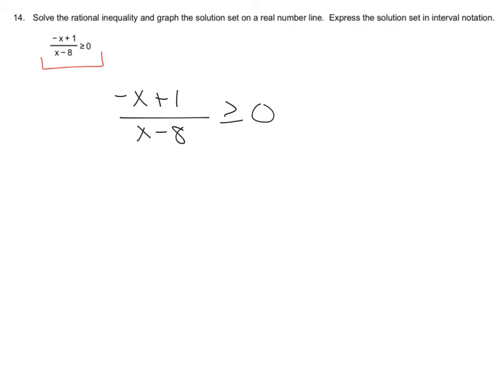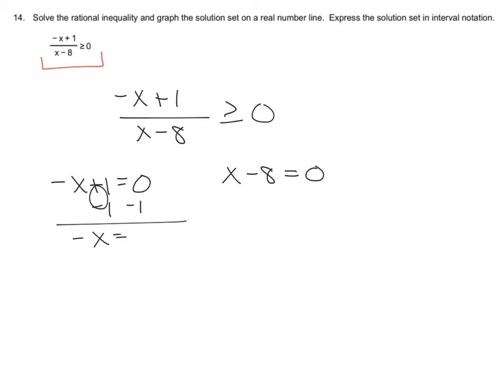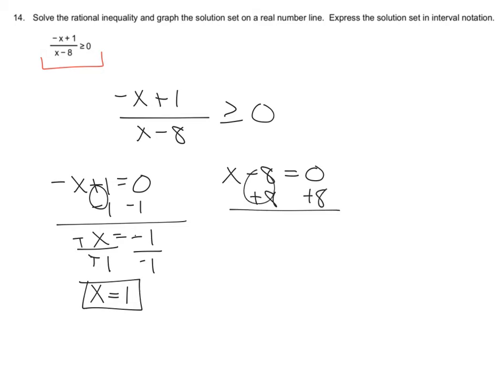Now we're going to take the numerator and denominator and set them equal to 0 and solve for x. So I have negative x plus 1 equals 0 and x minus 8 equals 0. For the first one, I'll subtract 1 on both sides. I get negative x equals negative 1. Then I'll divide by negative 1, and I have x equals 1. Then I'll add 8 to both sides, and I get x equals 8. These are going to be my boundary points.